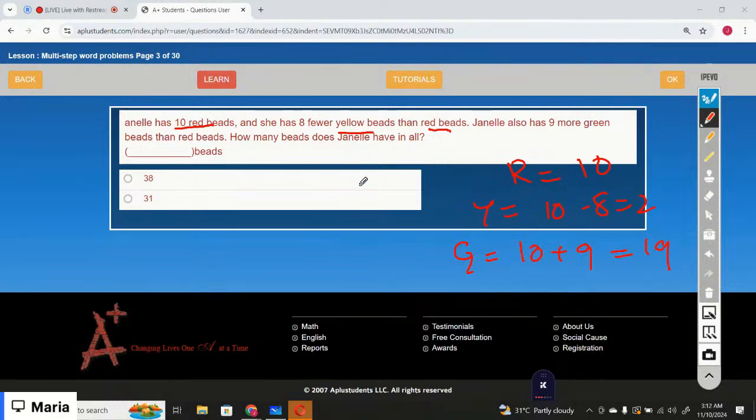How many beets does Janelle have in all? You need to add them. So that is 10 plus 2 plus 19. 31 it is. So that means she has 31 beets in all. The correct option is 31. Got it?